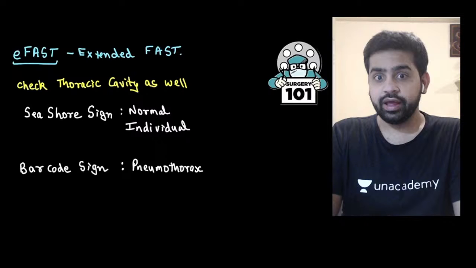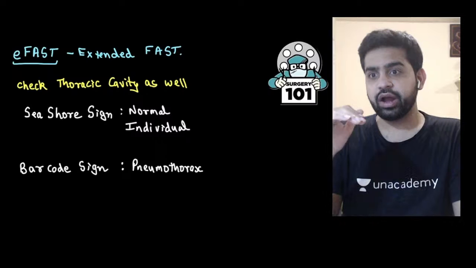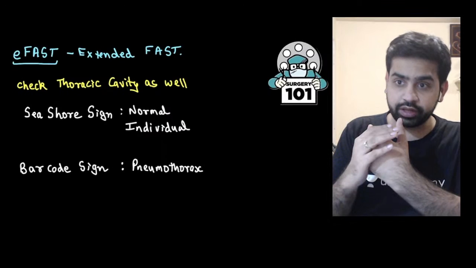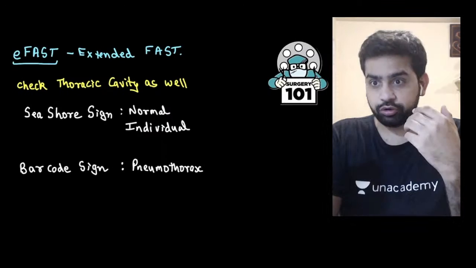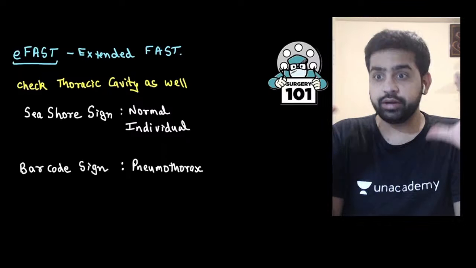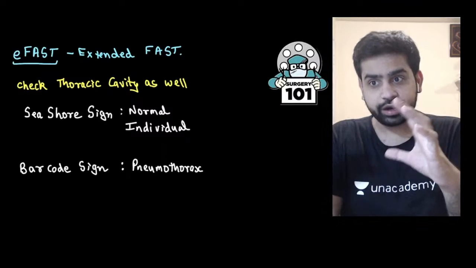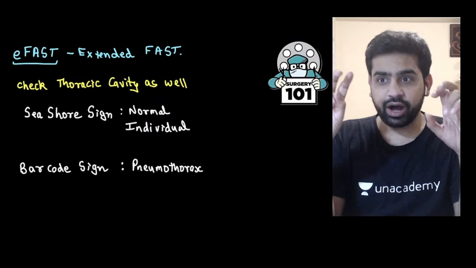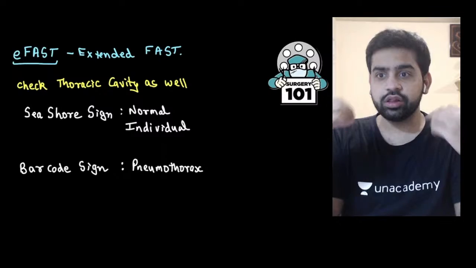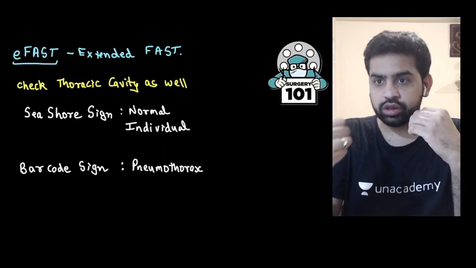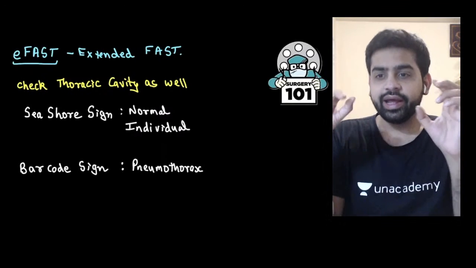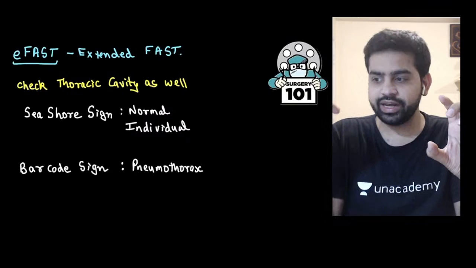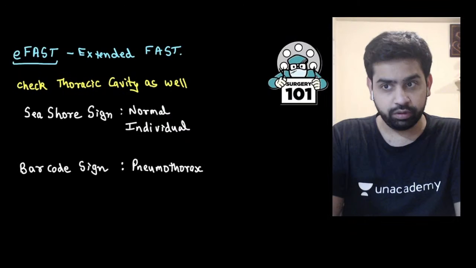Then we have the barcode sign. What is this barcode sign? Let's say there is a pneumothorax, with air present between the lung and the thoracic cavity. When you perform a USG, this air acts like an artifact, and because it acts like an artifact, it will give you a barcode sign. It is also referred to as a stratosphere sign. So the barcode sign and stratosphere sign are one and the same thing. They are present in pneumothorax, and in normal individuals we get a seashore sign. That is a normal finding.